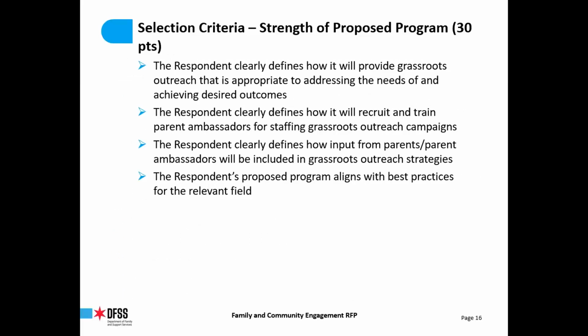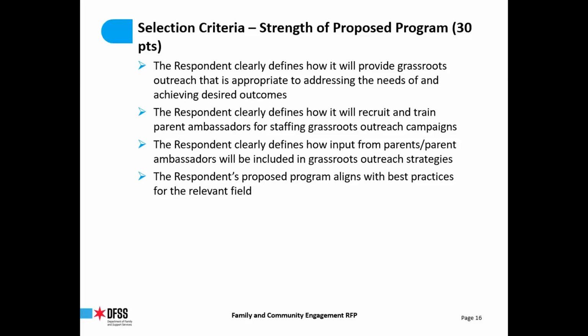Selection criteria. Here is what we will evaluate the applications on. The first one is the strength of the proposed program. It's worth 30 points. You'll have to clearly define how you'll provide grassroots outreach within the framework of the RFP.